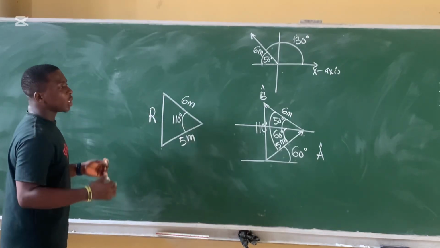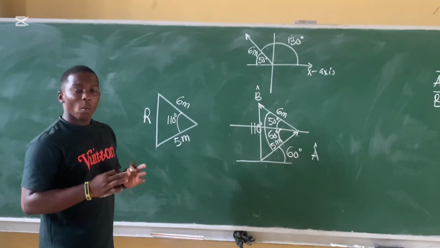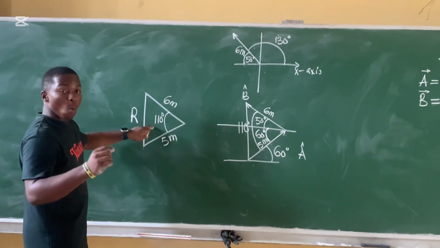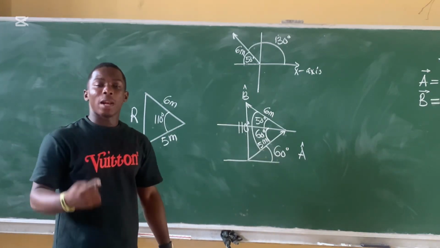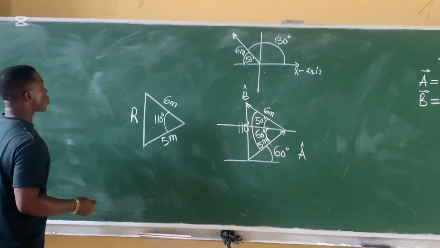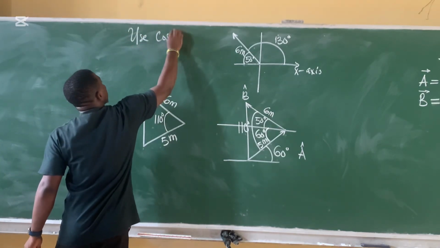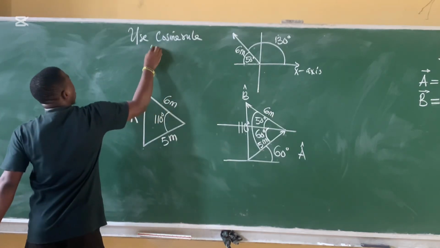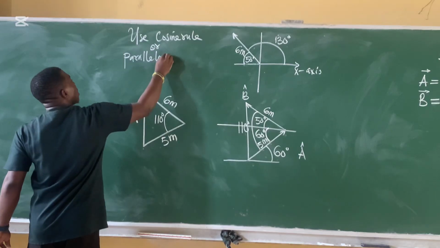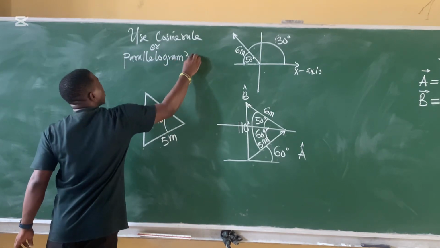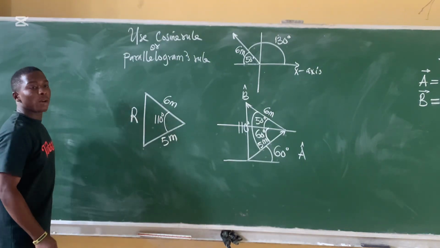So what formula do we use? Whenever we have two sides and one angle, we use a rule known as the cosine rule or parallelogram rule. That's the two rules. Whenever we have two sides and one angle, we use cosine rule or parallelogram rule.